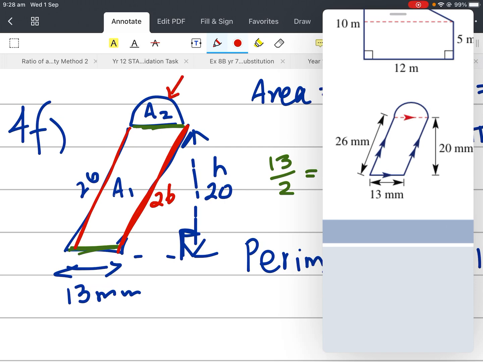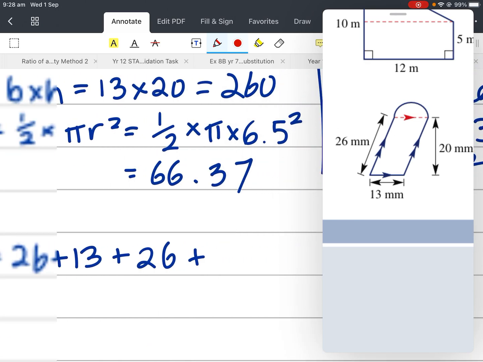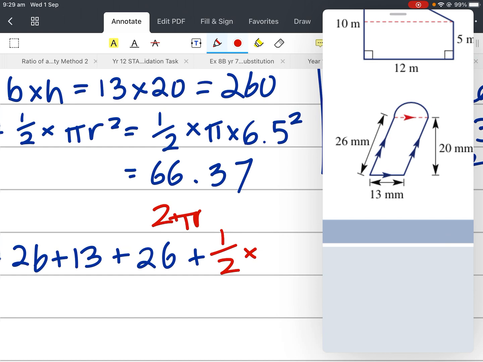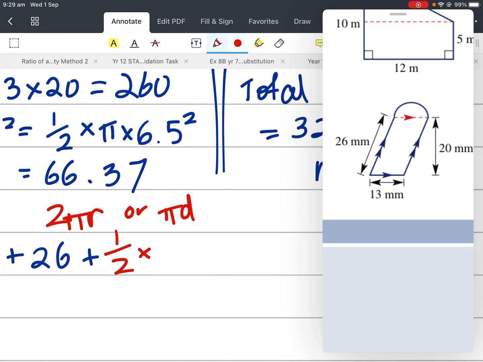So that is circumference of a circle we need. Okay, now we've got the diameter, but it's half of a circle, isn't it? So I'm going to use half times circumference, which is either 2 pi r or pi d, if you remember. Now since I've been given the diameter, I'm going to use the pi d formula, okay? So that's pi times 13.